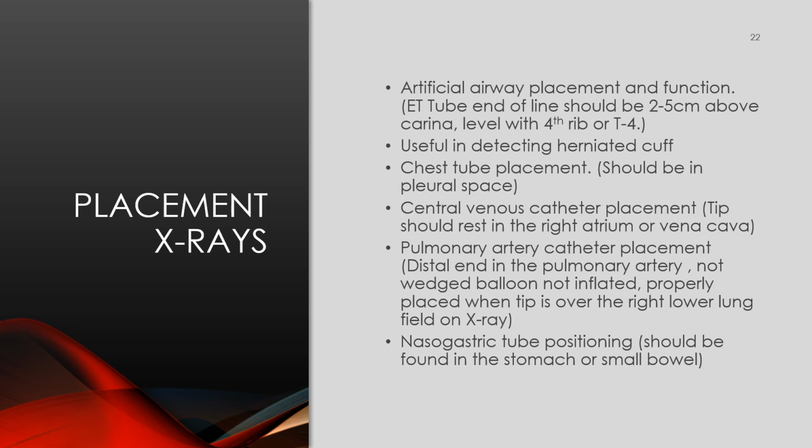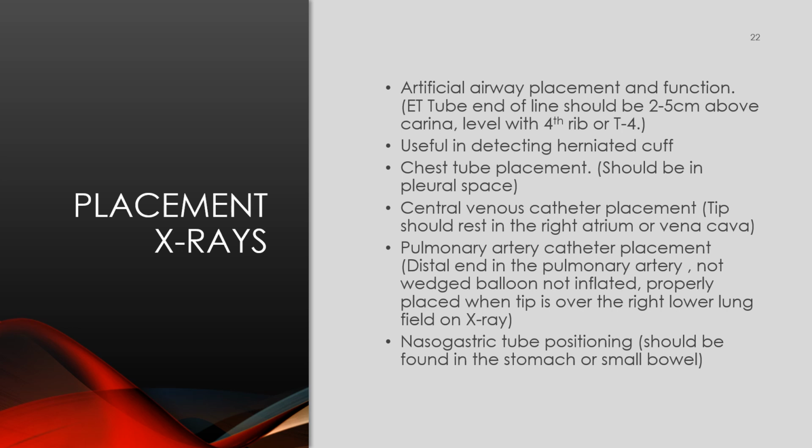For example, the endotracheal tube should be 2 to 5 centimeters above the carina, level with the fourth rib or T4. So when you have an endotracheal tube and they don't give you an x-ray and they say it's 5 centimeters above the carina, you know it might be a little bit too high and has to be advanced. So just remember the anatomical markings where it should be. An endotracheal tube should be 2 to 5 centimeters above the carina, level with the fourth rib or T4.